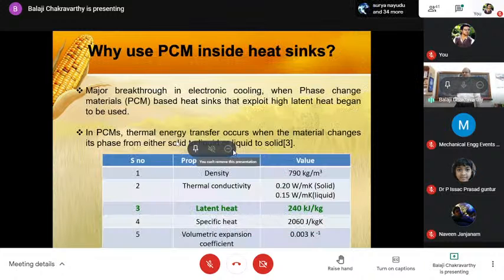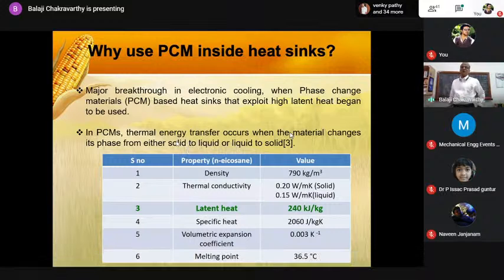Now the question is, why use PCM? PCM works on the principle of latent heat. Just like fever can be reduced by putting water and going under a fan, then evaporation will take away a lot of heat. The breakthrough in electronic cooling came when phase change material based heat sinks that exploit high latent heat began to be used. The funda of the PCM based heat sink is basically the latent heat, which happens at the melting temperature.